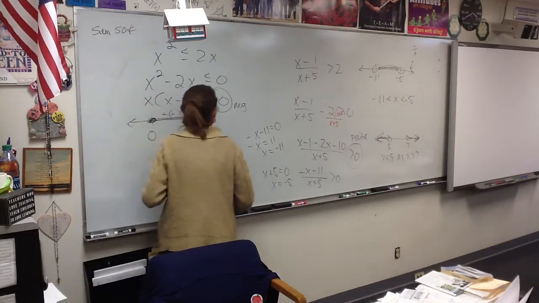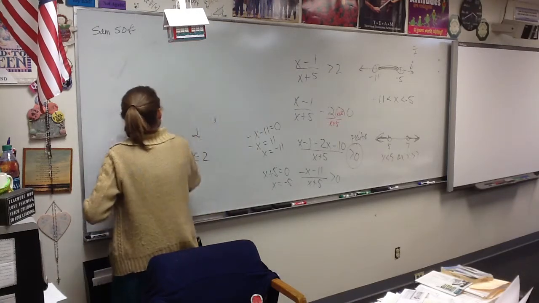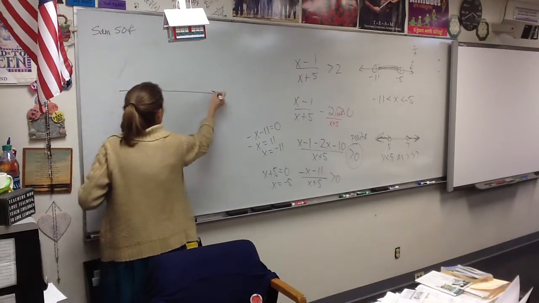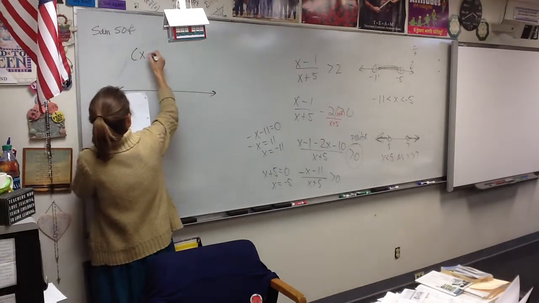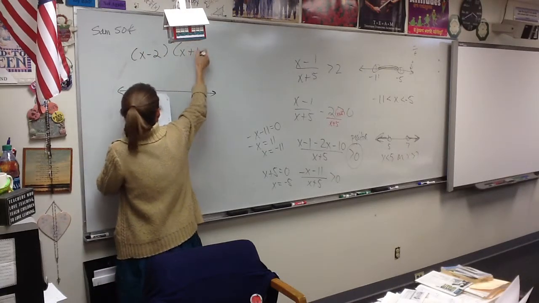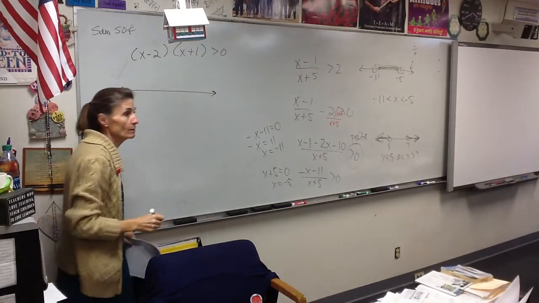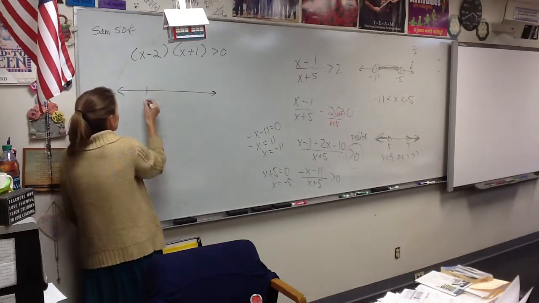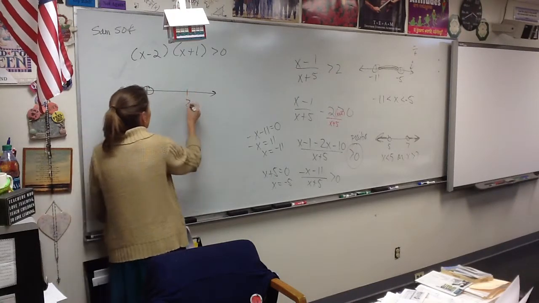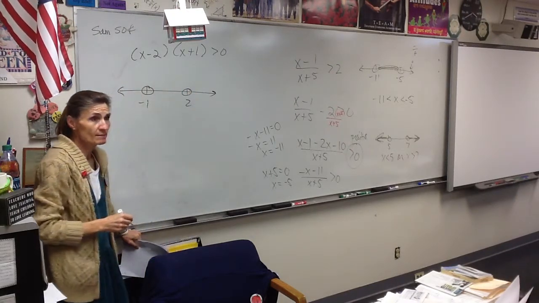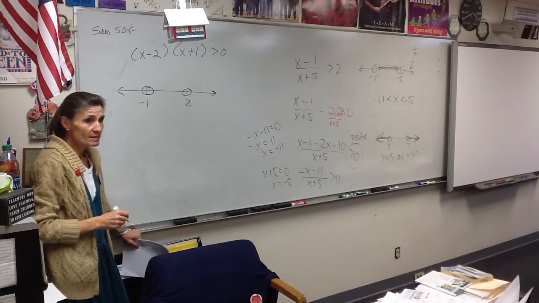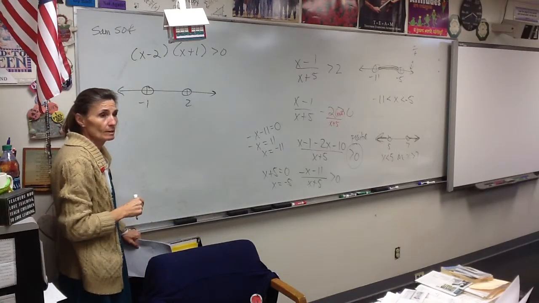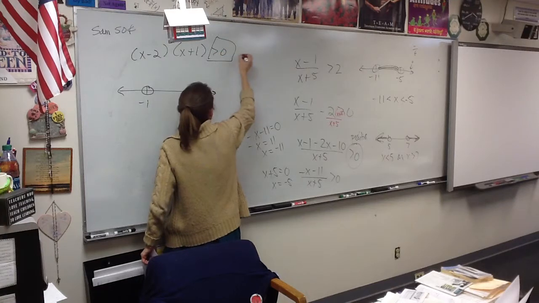All right, now we have C. Another inequality. The good news is it's factored for us. The bad news is what? It has a square. Which means I got my dot at negative 1 and my dot at 2. Everybody okay with those dots? But I'm going to have to check every space. And I want to be positive.